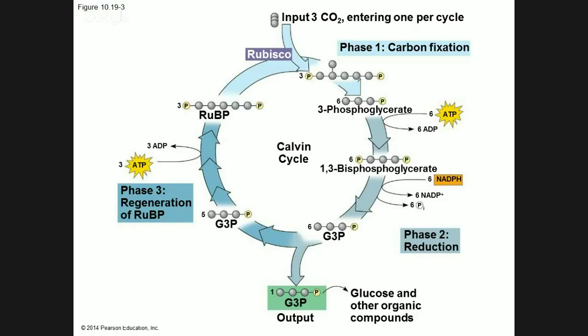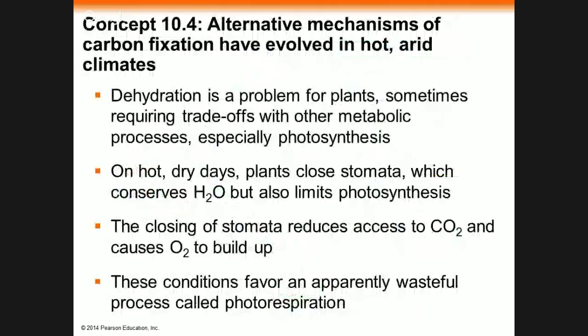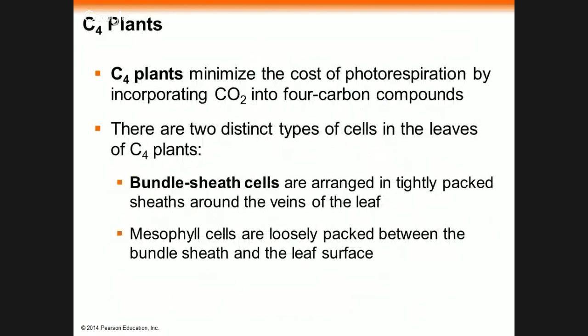Some plants have evolved and live in areas that are very arid or very hot, like hot and dry climates. They have evolved different mechanisms to undergo photosynthesis to minimize something called photorespiration.